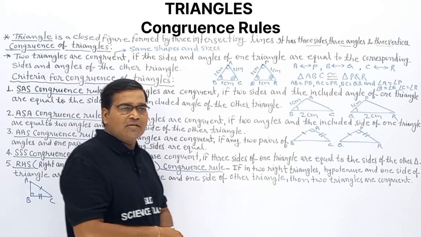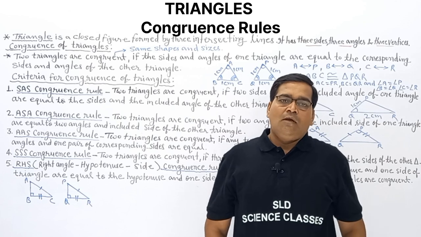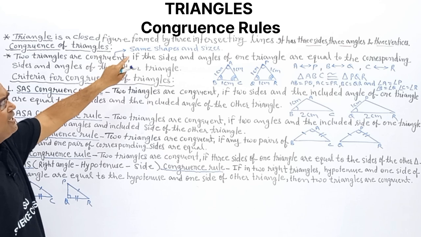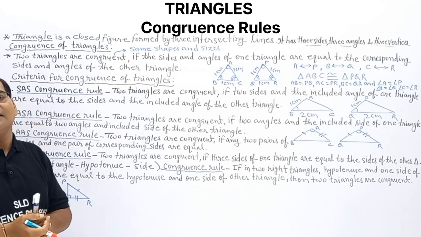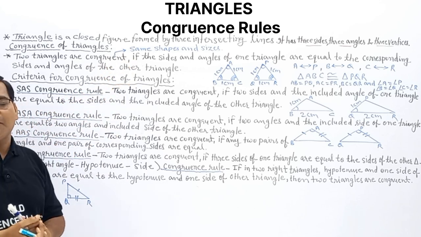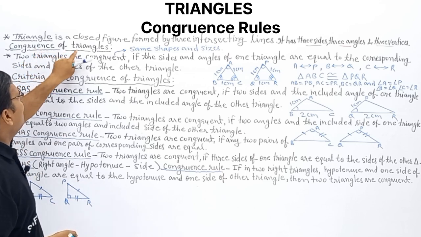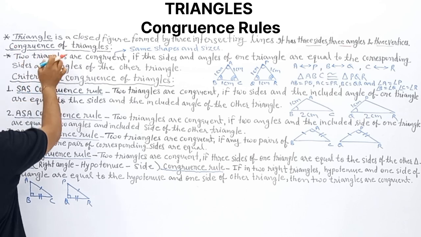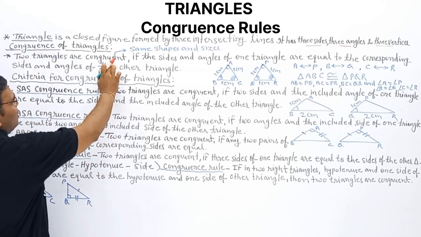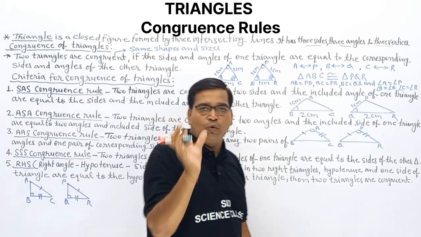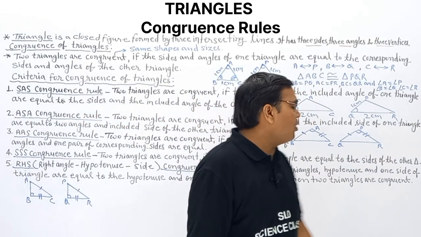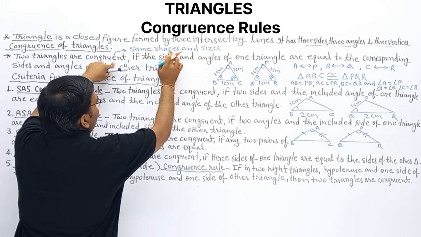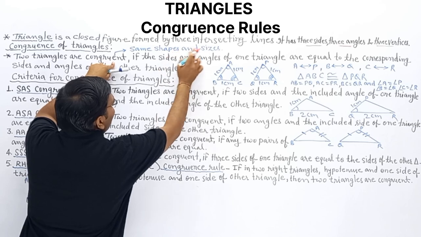In this chapter on triangles, we will discuss congruence of triangles. We know triangles already, but in the 9th standard, in the triangles chapter, we will discuss congruence of triangles. So first we should know the congruence. What is the meaning of congruence? Two figures will be congruent if they have the same shape and size.